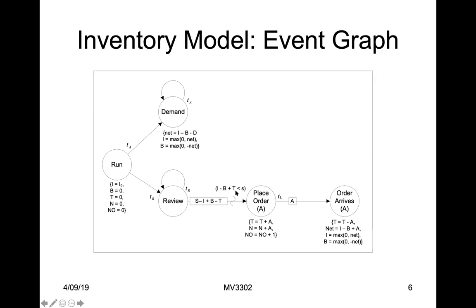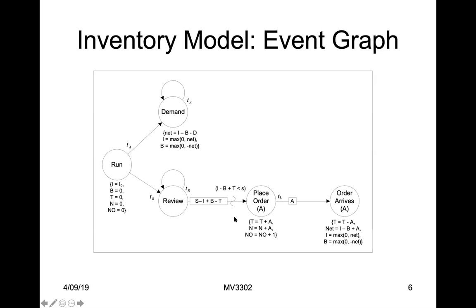First, the condition. Remember, at this point of the review, I minus B is our net inventory. That could be positive or negative, but we also have T on order. So our total net inventory position is not necessarily what we have on hand, but what we have on hand plus what we are owed. If that total is less than our trigger point, then we will place an order.